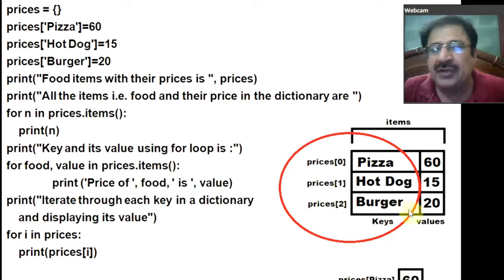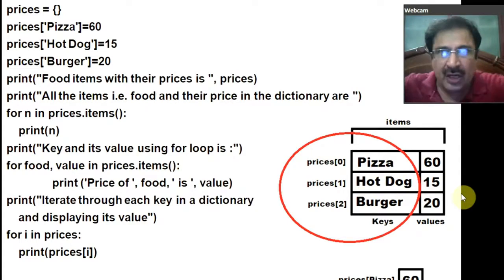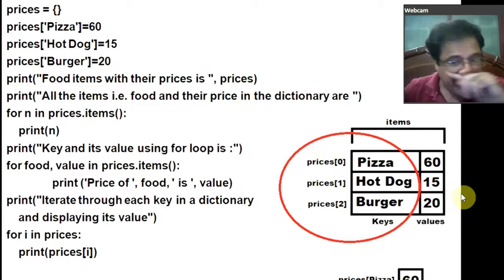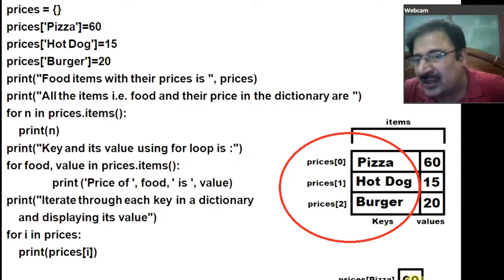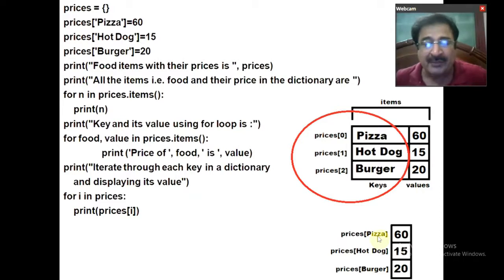But here in dictionary, the index value is nothing but a string. Like for example, this is a dictionary comprising of key and value. The key is pizza and value is 60. This is another key value pair, hot dog. So, dictionary is stored as a key value pair where when you specify only the key, you get the respective value. Like for example, prices, and in the square bracket, instead of 0, like in the earlier collections we were doing, now, if you specify the index value as a key, you will get the value. If you specify this key, hot dog, you get the value 15.